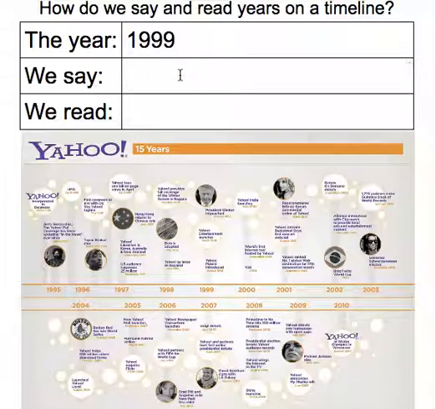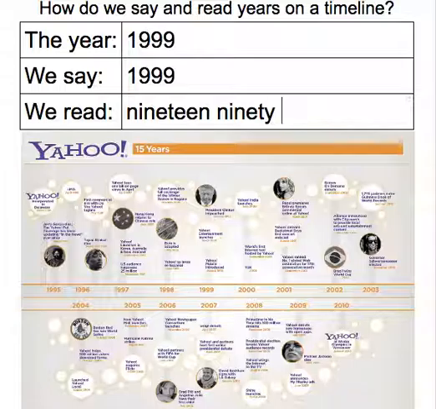Okay, for years before 2000, it's a little bit trickier. We actually say the first two numbers first. So we say 19, and then we say the last two numbers. So we say 1999. Okay, but we don't write it like that. We actually write it together. And then we read 1999.